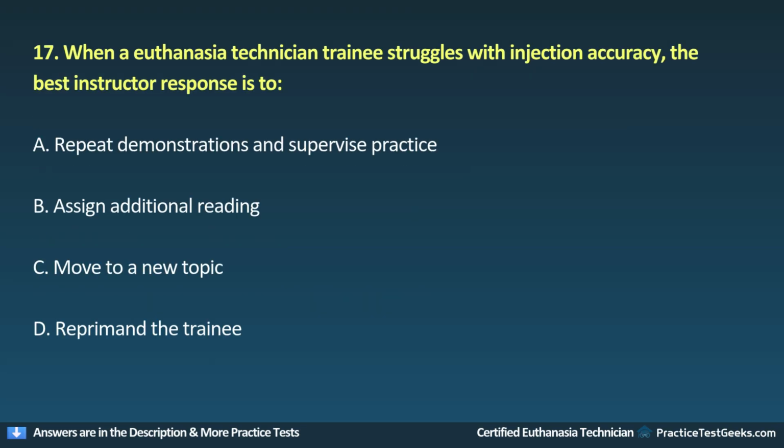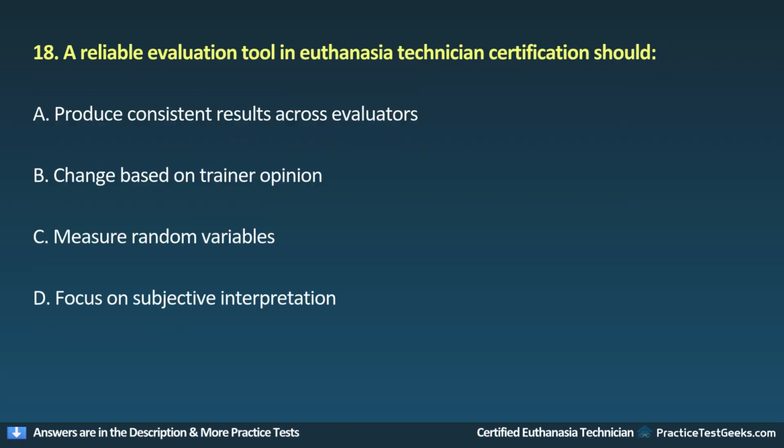17. When a euthanasia technician trainee struggles with injection accuracy, the best instructor response is to A. Repeat demonstrations and supervise practice. B. Assign additional reading. C. Move to a new topic. D. Reprimand the trainee.